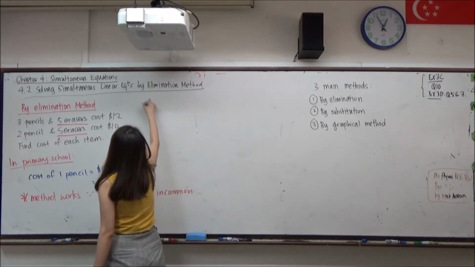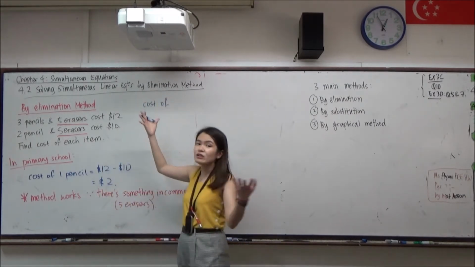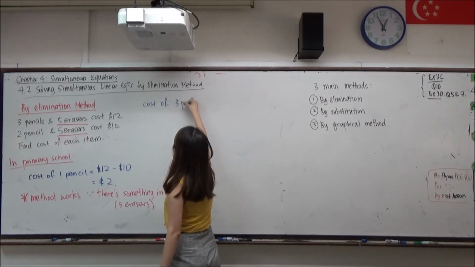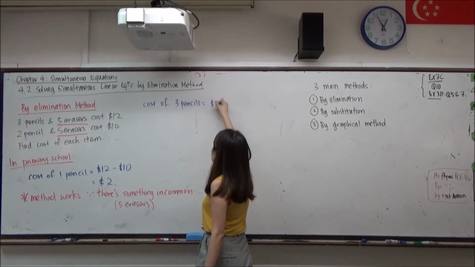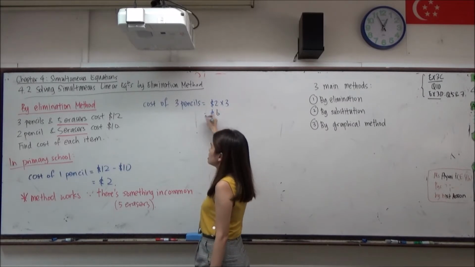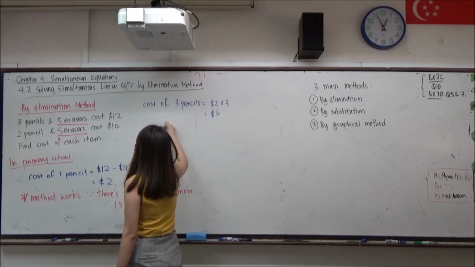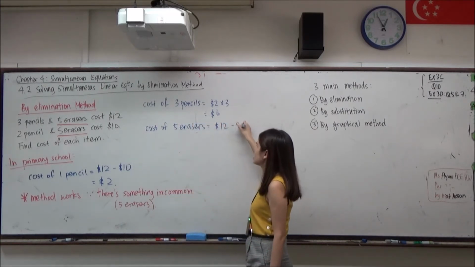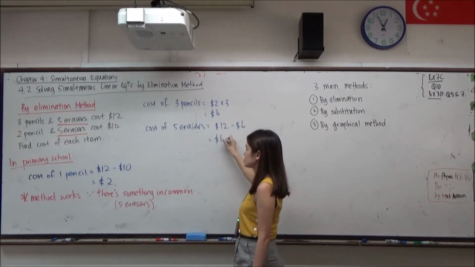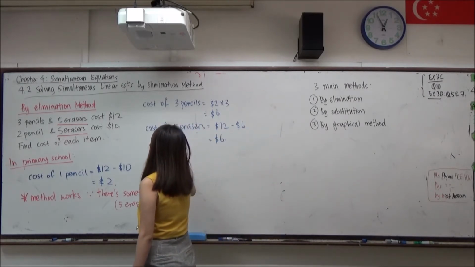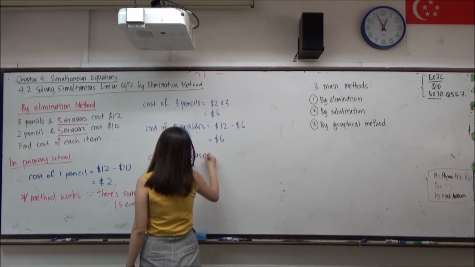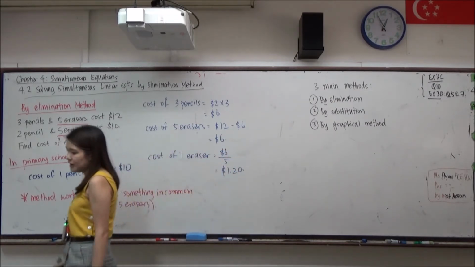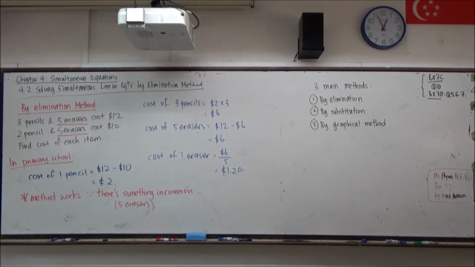Okay, so we can find the cost of maybe either 3 pencils or 2 pencils. So up to you. In this case, if I want to find the cost of 3 pencils, I will find that it is $6. So the cost of 5 erasers will be 12 minus $6. And we find that the cost of 1 eraser is now $1.20.